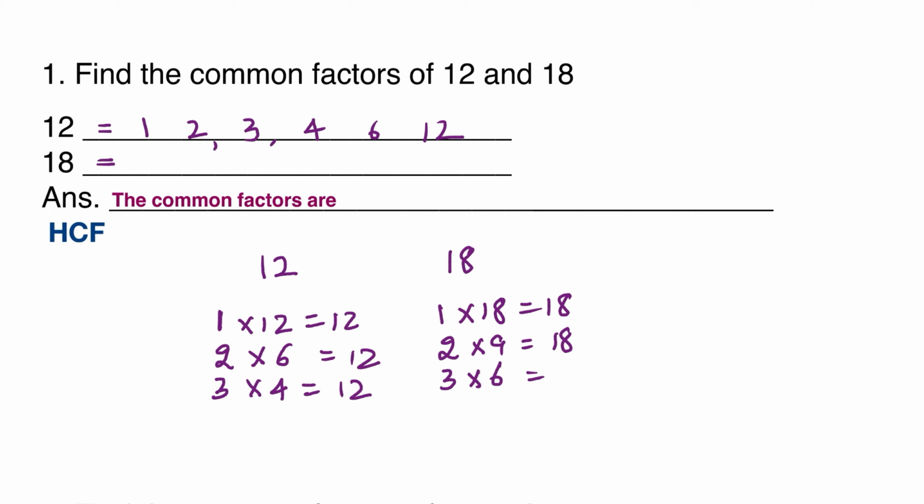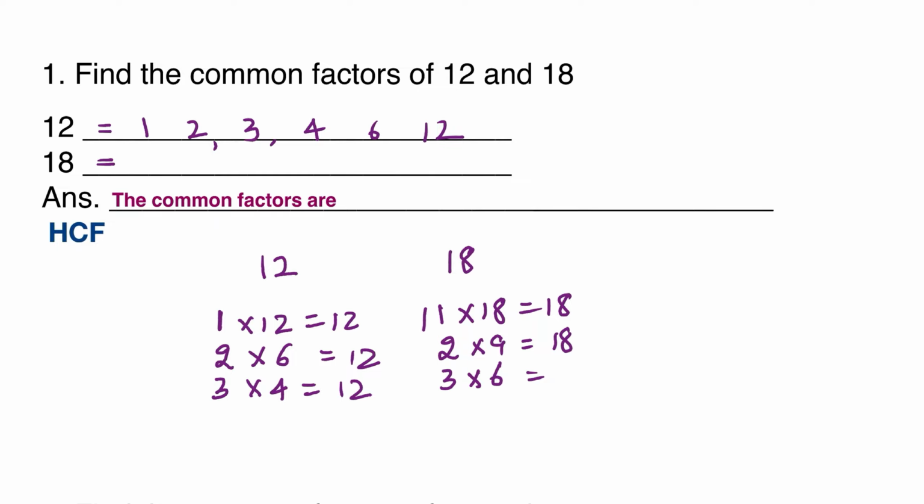Next is 4. Is 18 divisible by 4? It is not. 5? No. 6? Yes. 6 3s are 18. But what do we have here? We already have that pair. So we need not even think further. Stop here.